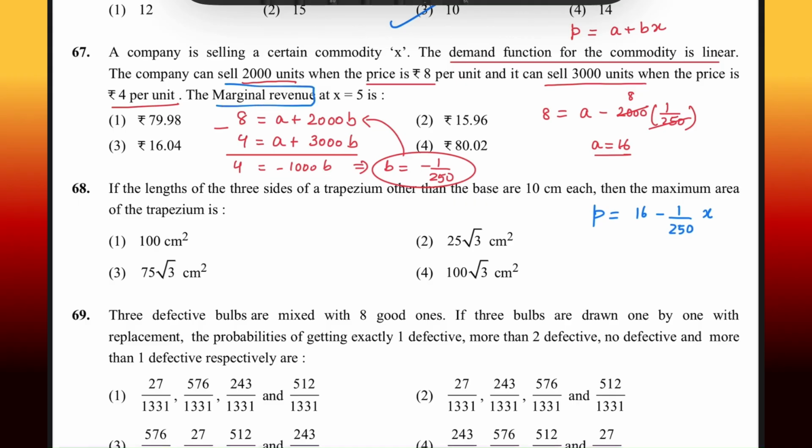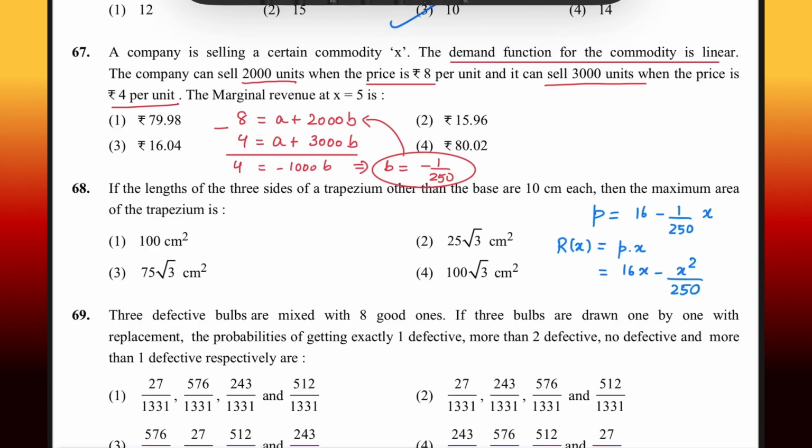Then you need to find marginal revenue. So first find the revenue function. What is the revenue function? It is P times X. When I multiply P by X, I get 16 times X minus X square over 250, right? So I have the revenue function, and now I need marginal revenue.